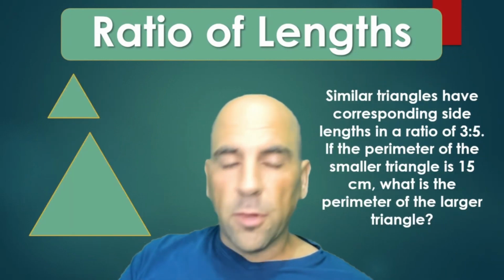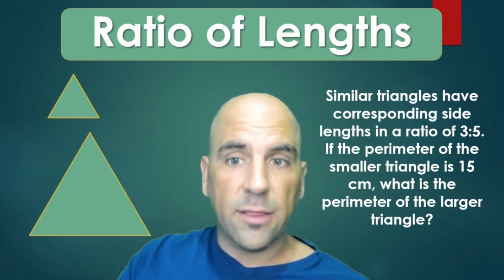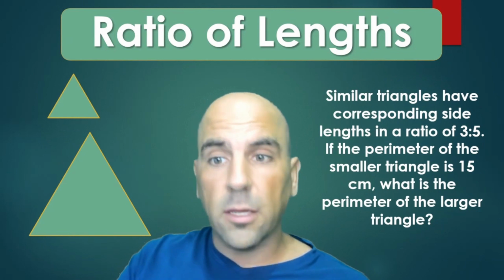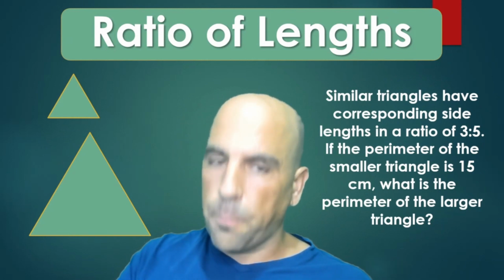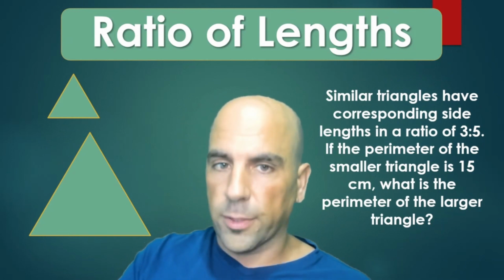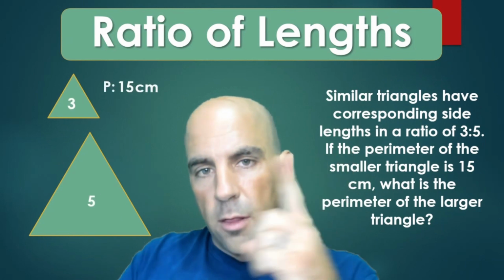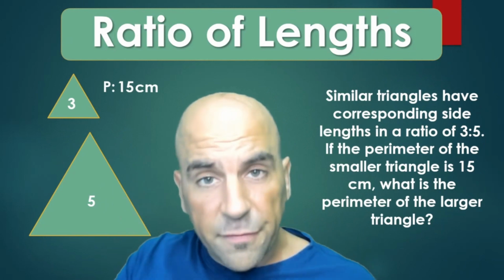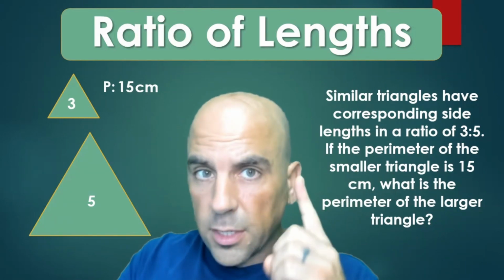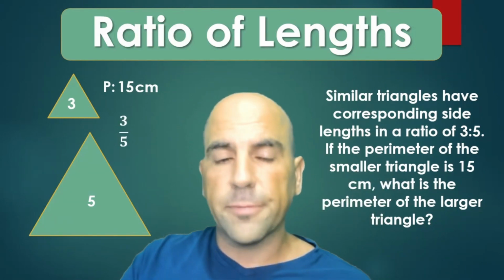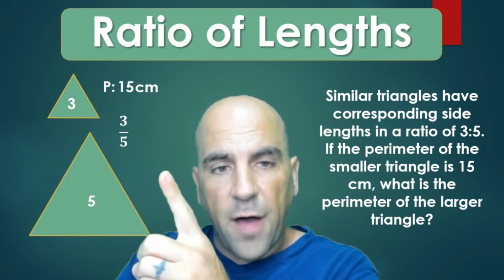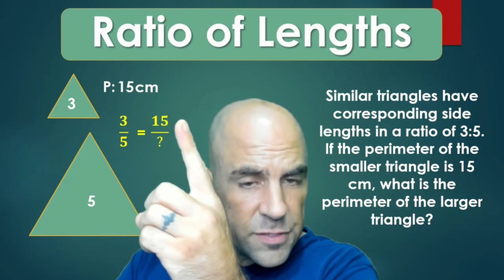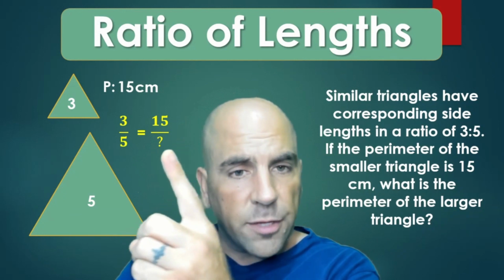Finally, similar triangles have corresponding side lengths in a ratio of 3 to 5. If the perimeter of the smaller triangle is 15 centimeters, what is the perimeter of the larger triangle? Okay, let's set our ratio. We've got the smaller one at 3, the bigger one at 5. Now we know the perimeter here is 15 centimeters for the smaller one. So here's another way to think about this. If my ratio is 3 to 5, and I know what the 3 is, 15, I just need to figure out what the 5 is.